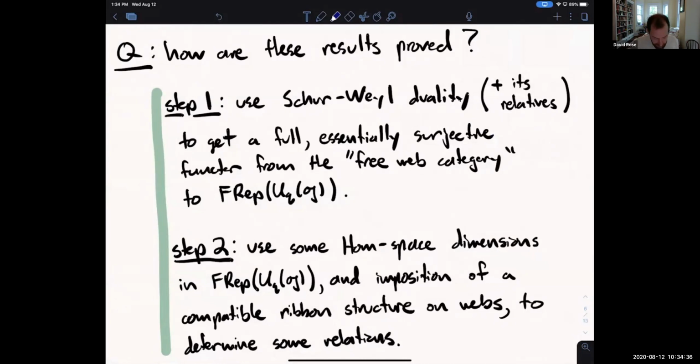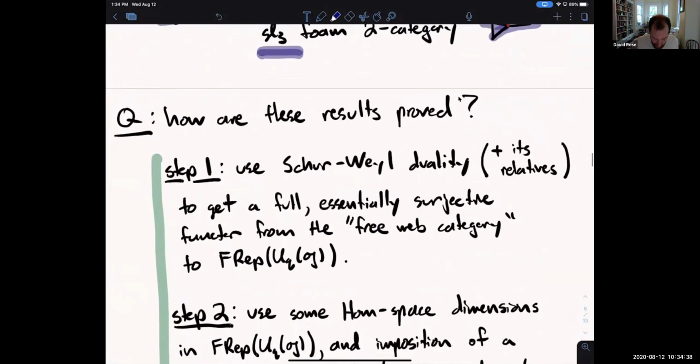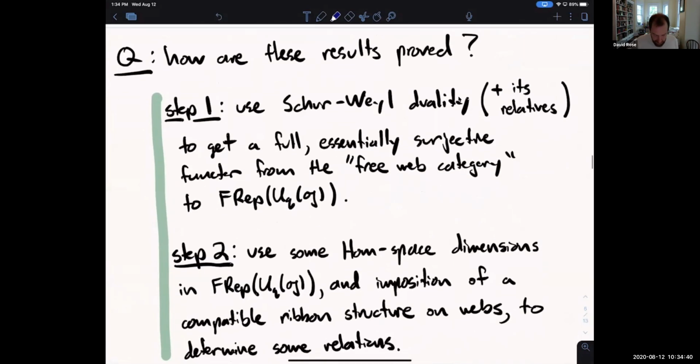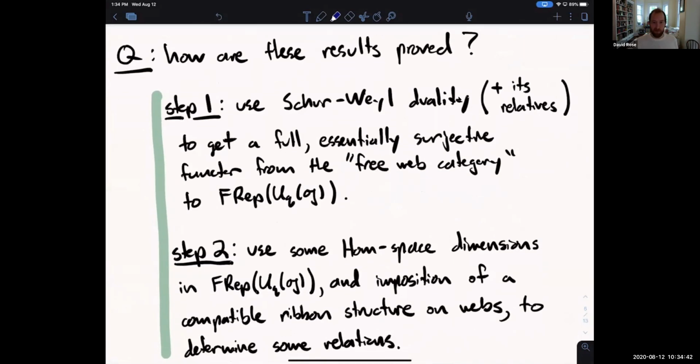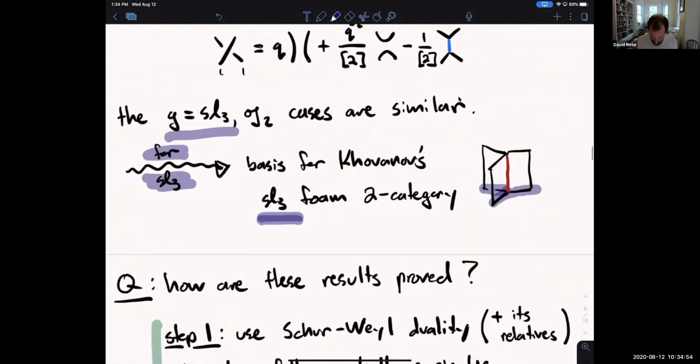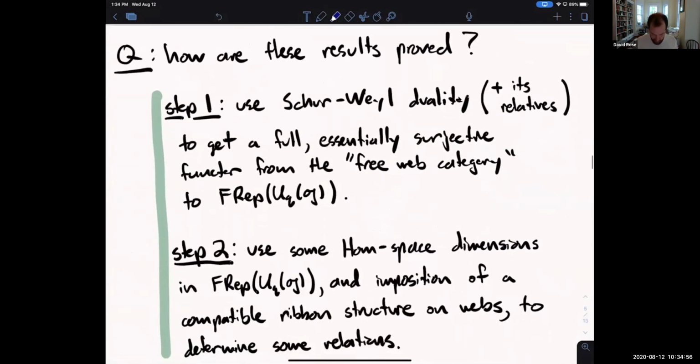Okay, so jumping right back in. Maybe one thing to pause and think about before moving on is how these results are proved. How do you prove that this category of SL2 representations is this category of planar curves? How do you prove that, in the rank 2 case, these categories of webs? Here's a very quick rundown of my view of how these things get proved.